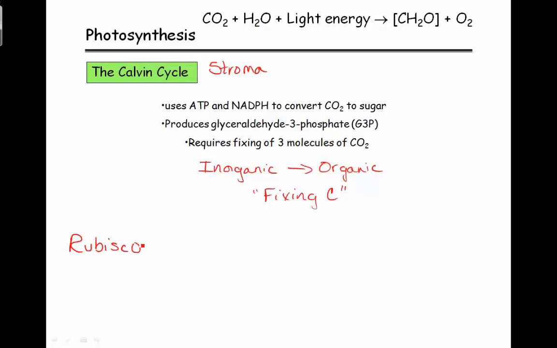Rubisco is the most abundant enzyme, or thought to be the most abundant enzyme that we have on the Earth's surface. And this is the enzyme that's responsible for converting all of that carbon dioxide back into a form that we can then consume ourselves. So it is a very, very important enzyme.